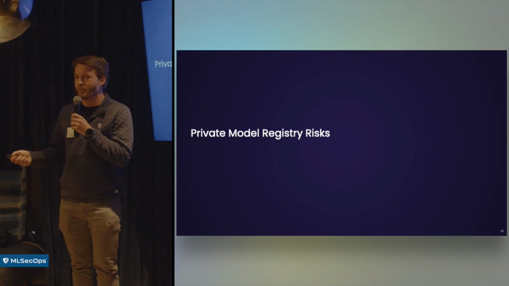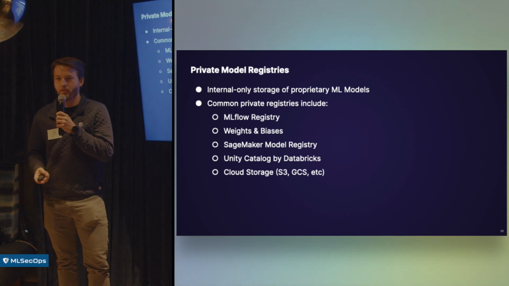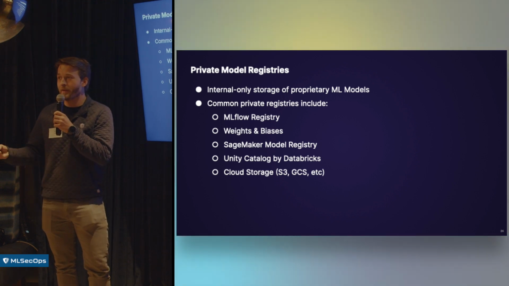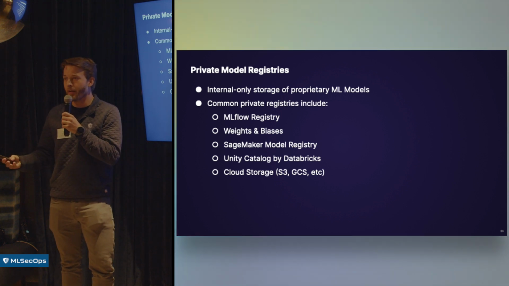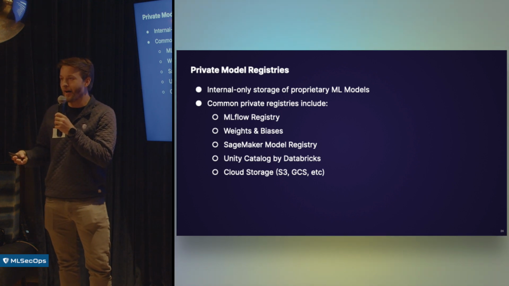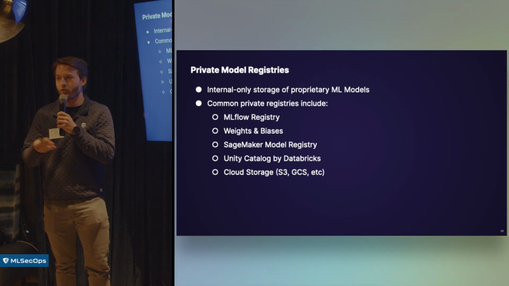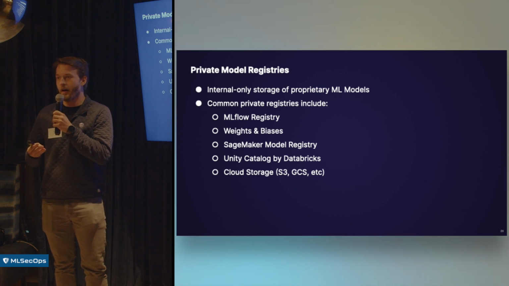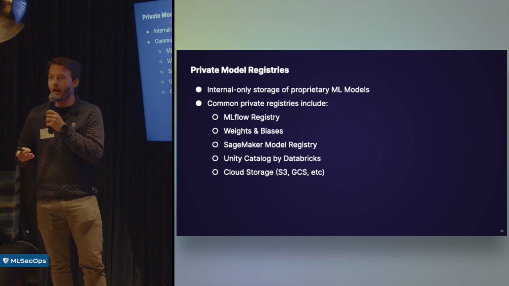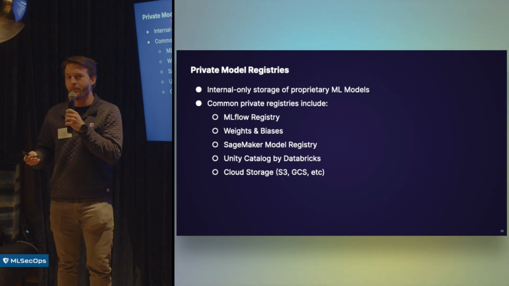So now we're going to talk about some risks in private model registries. In contrast to public model registries, where the goal is to share your foundational models with the community and have them be openly accessible to anyone in the public, a private model registry is generally meant to store proprietary or private models that an organization does not want to be exposed to the outside world, either because they're trained on PII data or because these models are some sort of trade secret that they would consider their own proprietary information.